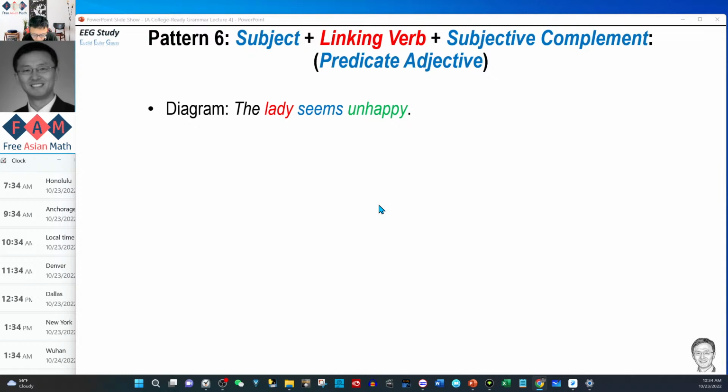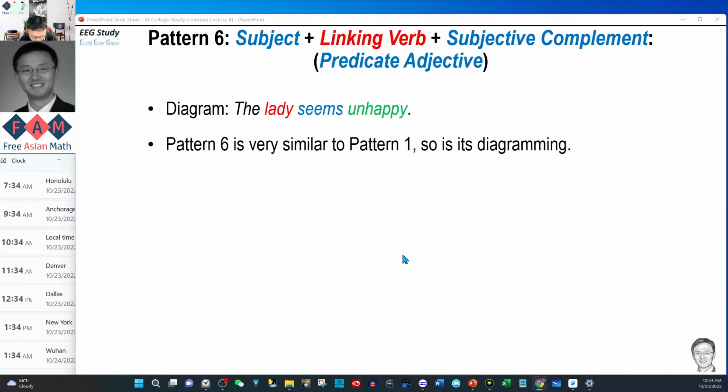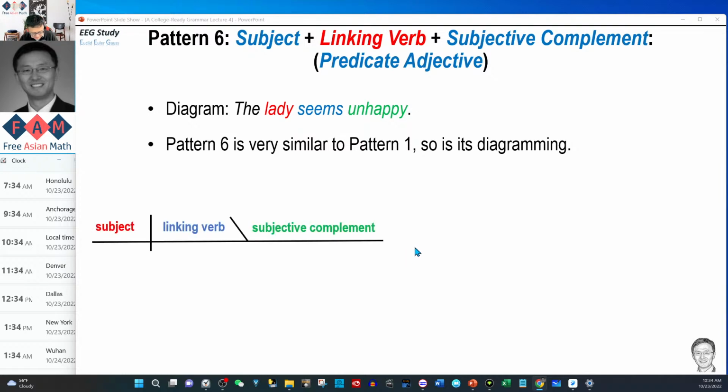Okay, so how do you diagram this sentence? Well, not surprisingly, it will be diagrammed exactly the same way as in pattern 1. Because this is very similar to pattern 1, so is its diagramming. The general structure is like this: the subject, the linking verb, and the subject complement. This actually applies to pattern 7 as well, as we will see.